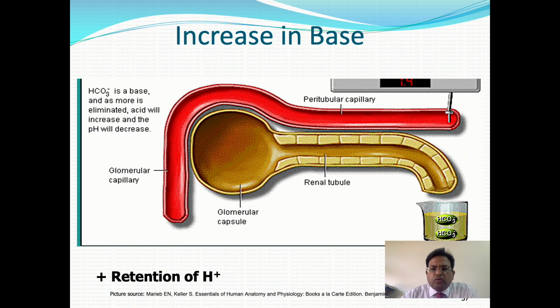So let's see how the kidney will respond in a situation when there is an increase in base, or the pH rises in the body. In such a situation, the kidney will try to eliminate more bicarbonate than normal and try to retain the hydrogen ion. This will eventually increase the acid in the body, and therefore the pH will come into the normal range over a few days.